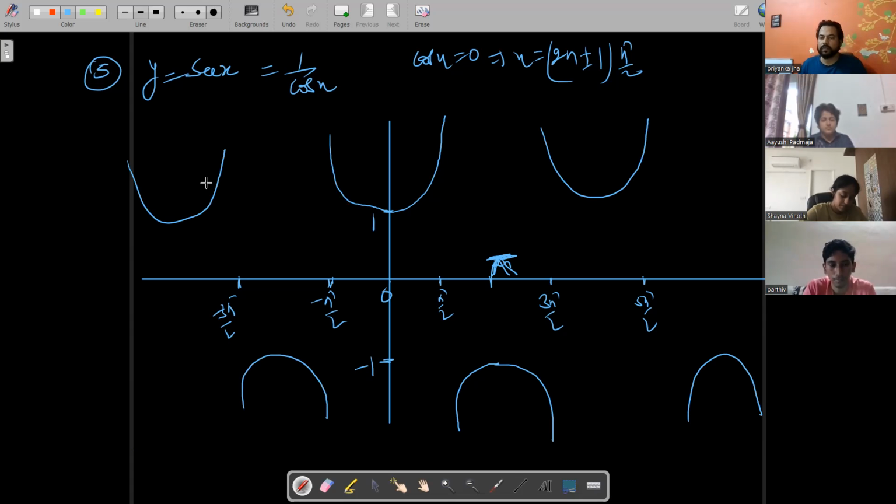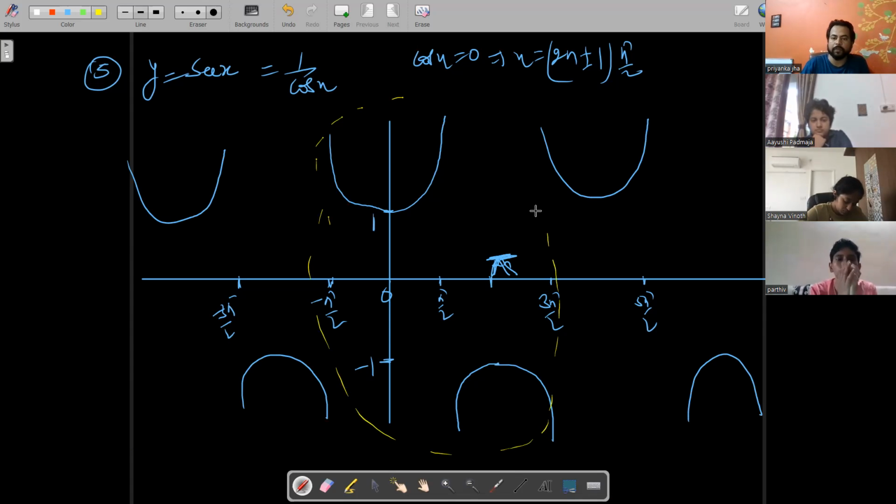Understood? You just have to repeat this unit. This unit you have to repeat. Sir, so what are unbounded graphs? Unbounded. This is unbounded. Tan and cot were unbounded too. I forgot to write that. You can write. Okay. This is also unbounded.